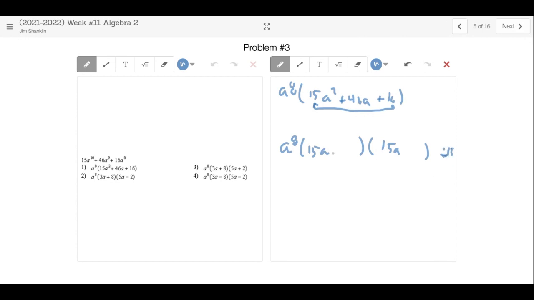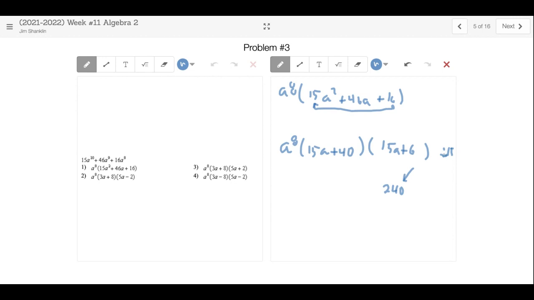Okay, so now I have to multiply 15 times 16. So 15 times 16 gives me 240. Now I need to know, is there a pair of numbers that multiply to 240 and add to 46? 40 and 6. Thank you guys, because I did not want to do this one. 40 and 6, thank you. So I'm going to put a plus 40 here. I'm going to put a plus 6 here.